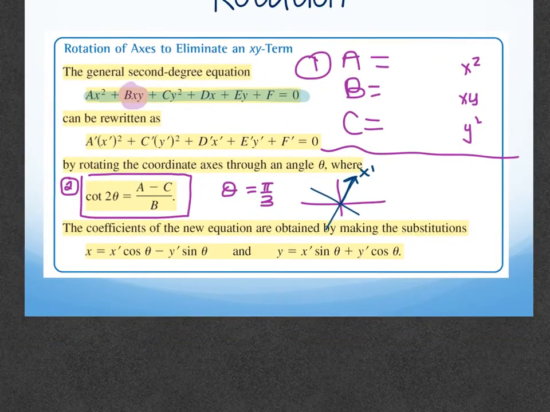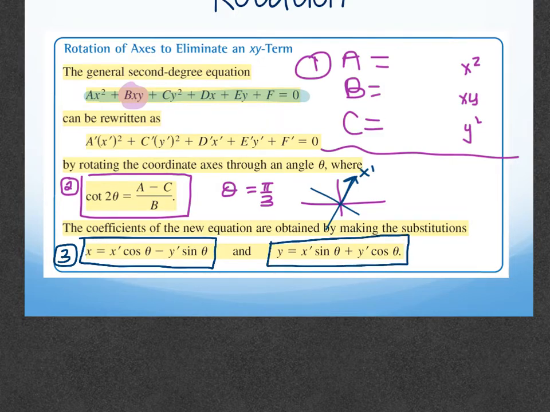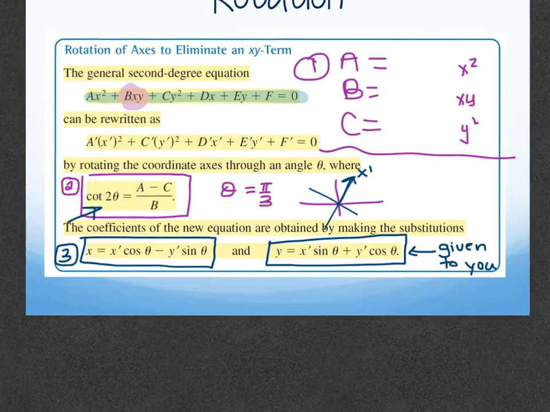Okay, then step 3 is finding the x and the y. The x equation is x prime times the cosine of theta minus y prime times the sine of theta. And the y is x prime times the sine of theta plus y prime times the cosine of theta. The good news is those are going to be given to you. This you've got to memorize.